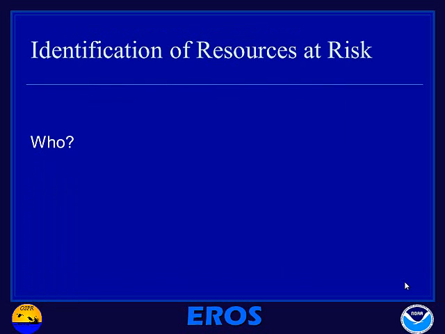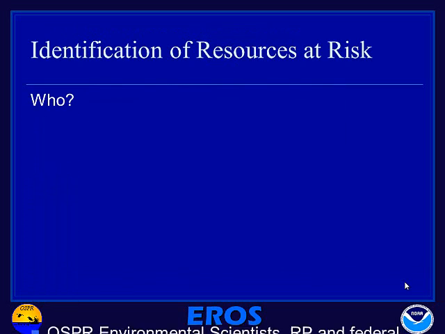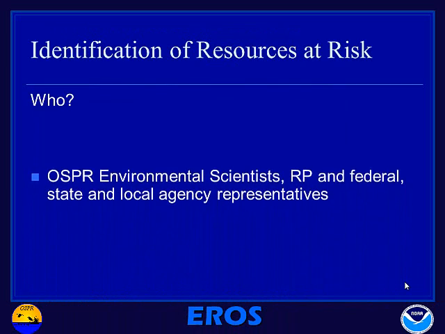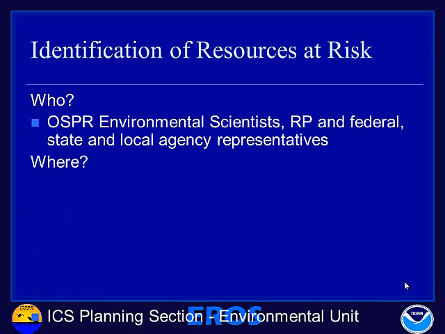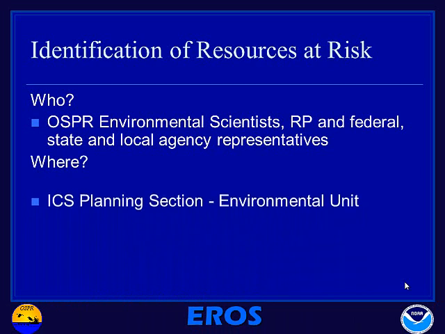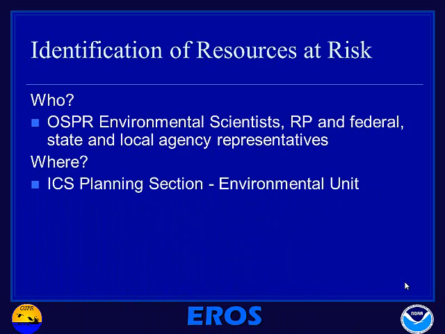Okay, so for identification of resource at risk, usually OSPR environmental scientists will at least assist in that position in an oil spill, help identify the resource at risk, the responsible party, federal, state, and local agencies, and anybody else who has knowledge of the area will be consulted as available. As I mentioned, we are in the environmental unit, operating as a technical specialist.